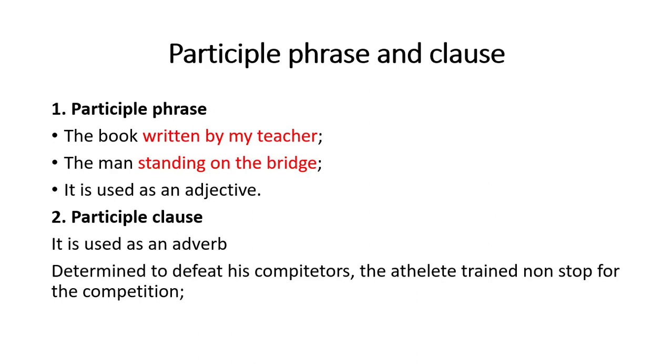Participle, phrase, and clause. So we have examples of participle phrases. We have: the book written by my teacher, the man standing on the bridge, and it is used here as an adjective. Why? Because it precedes a noun and describes a noun. Participle clause, it is used as an adverb.